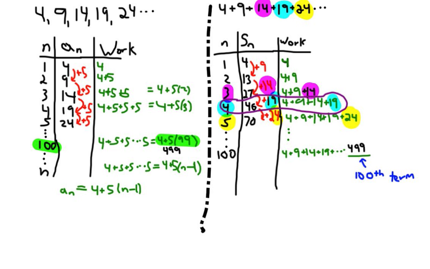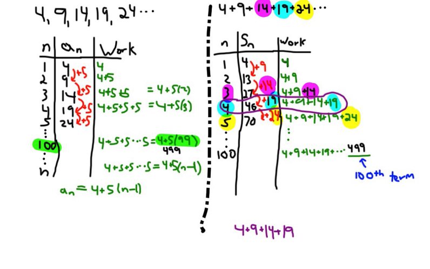Well, let's look at when n is 4. See if we can find a shortcut. So we have 4 plus 9 plus 14 plus 19. We could go ahead and add that up straight ahead. In fact, we already know the answer is 46. But what if we did it a different way? What if we paired them up?